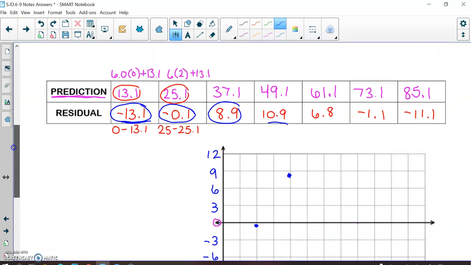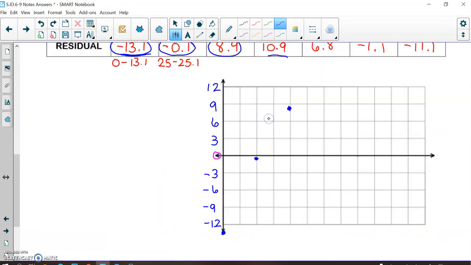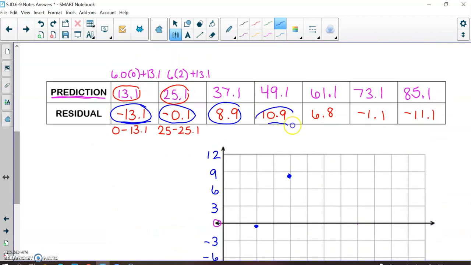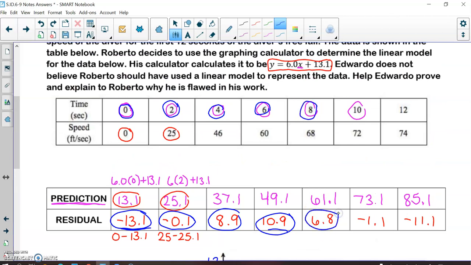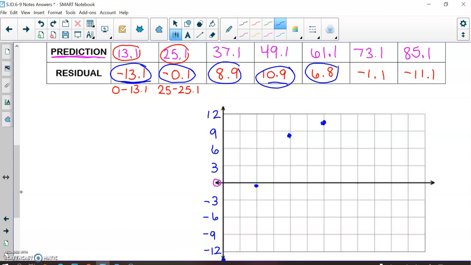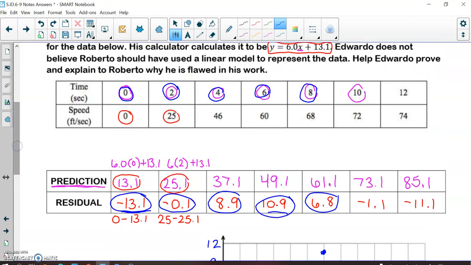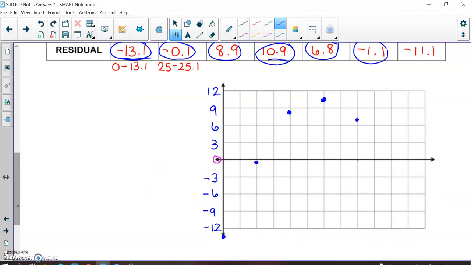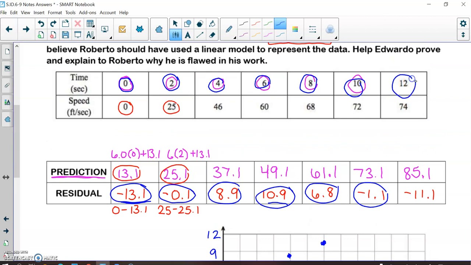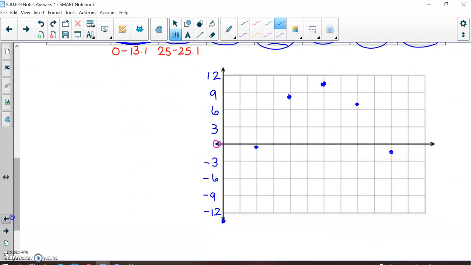Again, it can just be an estimation. We don't have to be completely exact. When my x was 6, my residual was 10.9. When my x value was 8, my residual is 6.8. And when my x value is 10, my residual is negative 1.1. And then finally, when my x value is 12, my residual is negative 11.1.